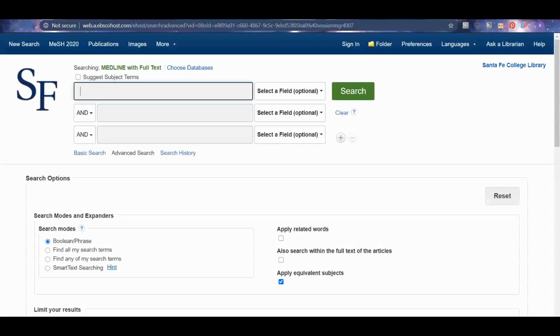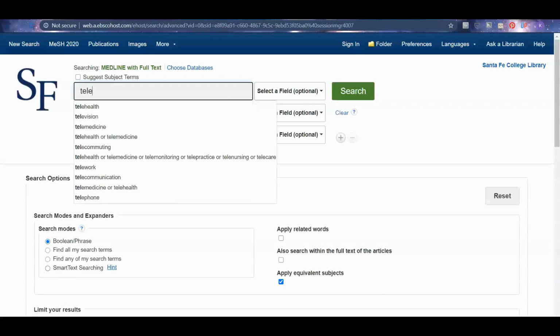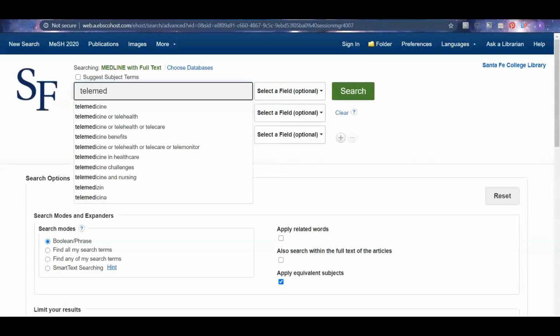and use this database to search for scholarly journals in the field of health and medicine. Now I'm going to start first with a very general search, and I'm just going to start typing in telemedicine and see what comes up. All right, so it's suggesting some searches. Ooh, telemedicine in rural areas, telemedicine benefits.